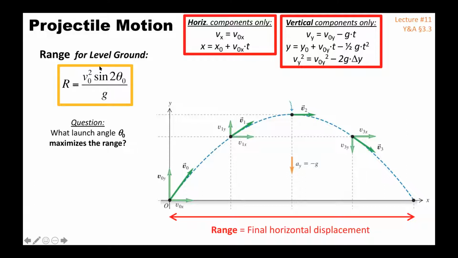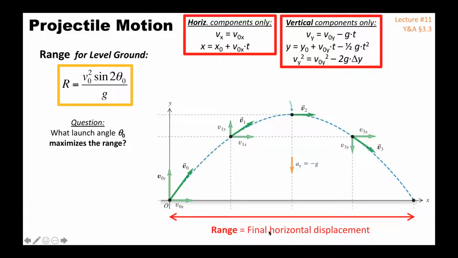And the nice thing about the level ground result is it's relatively simple, right? The math sort of simplifies nicely. Okay, so if you solve for that, you can get a nice expression. And range, by the way, is a vocabulary term that I'd like you to know, right? It means the horizontal displacement of an object.